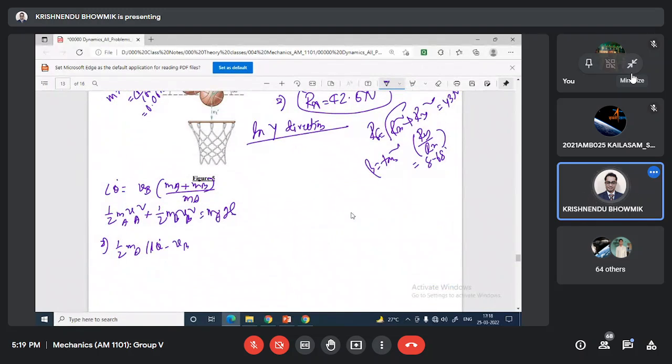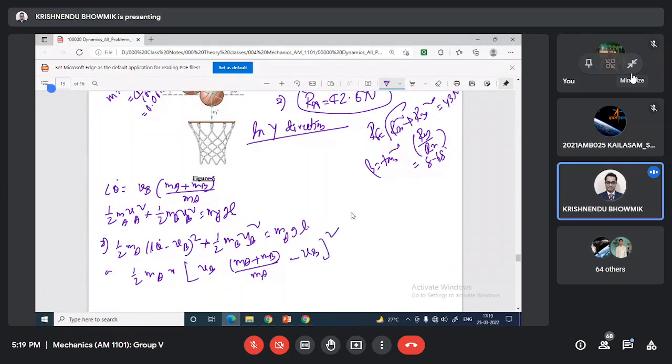L theta dot minus VB whole square plus half MB VB square equal to MA g multiplied by L, or half MA multiplied by L theta dot, VB, MA plus MB by MA minus VB square plus half MB VB square equal to MA g multiplied by L. Somebody can work to get the final expression: VB equal to MA by MB square root 2gL by 1 plus MA by MB.